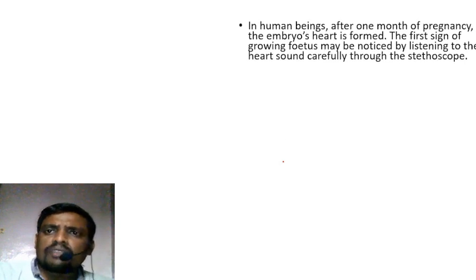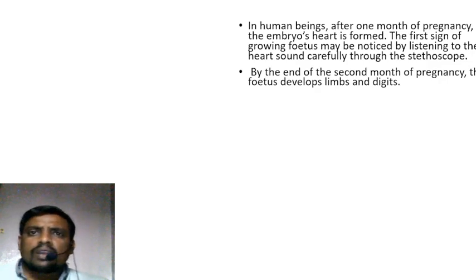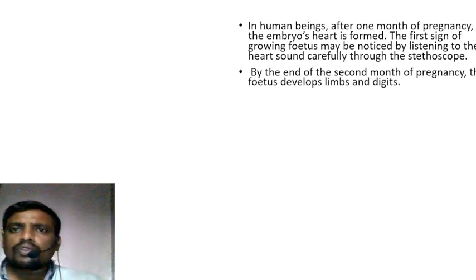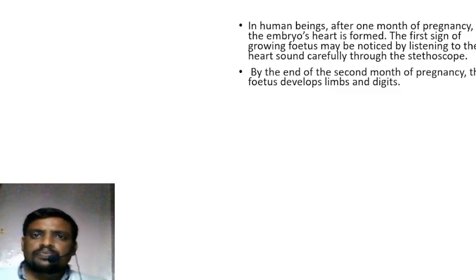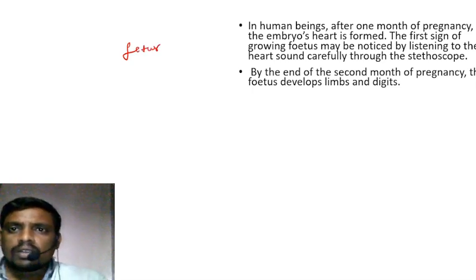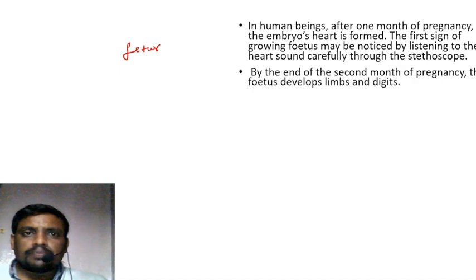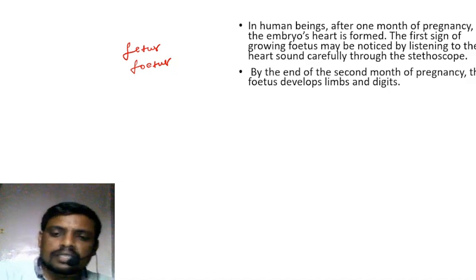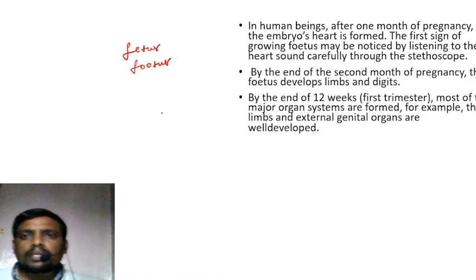In human beings, after 1 month of pregnancy, the embryo's heart is formed. Now, this is the first sign of a growing fetus, which may be noticed by listening to the heart sound. By the end of the 2nd month of pregnancy, the fetus body develops limbs and digits. Now, limbs are nothing but hand and forelimbs and hind limbs.